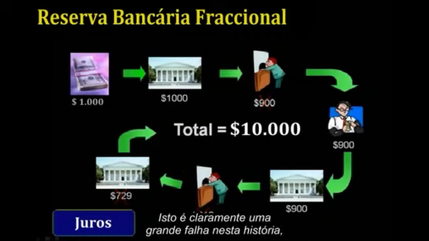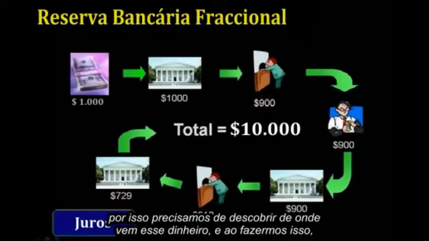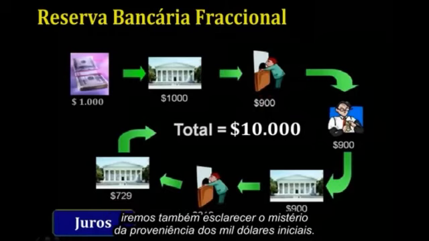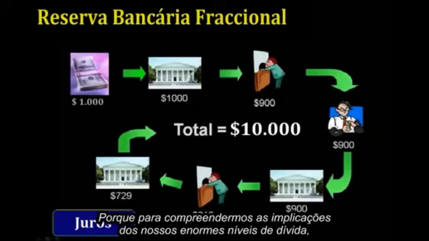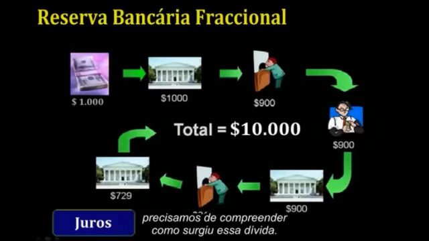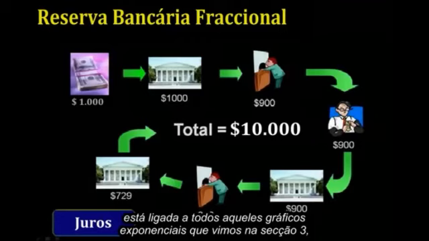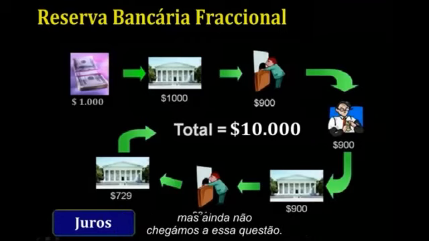Clearly, that's a big hole in the story, and so we'll need to find out where that comes from. In doing so, we'll also clear up the mystery of where the original $1,000 came from. So, why did we spend the past 5 minutes studying the mechanism of money creation? Because in order to appreciate the implications of our massive levels of debt, you need to understand how that debt came into being. That's one reason. And the more important reason is tied to all those exponential graphs we viewed earlier in section 3, but we're not quite there yet. Let's continue.